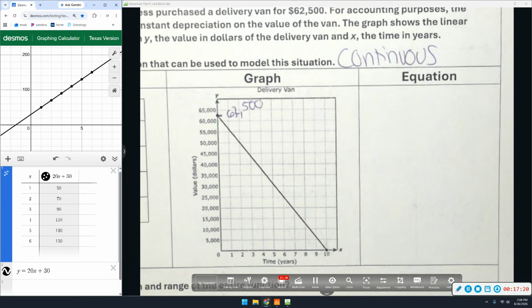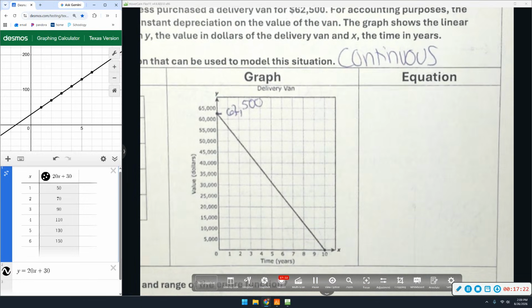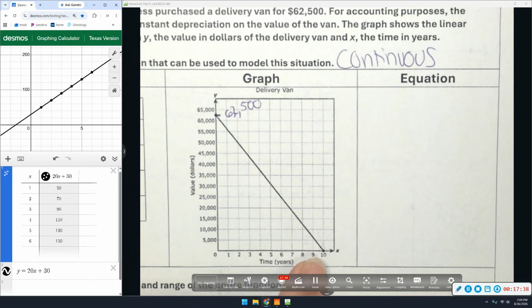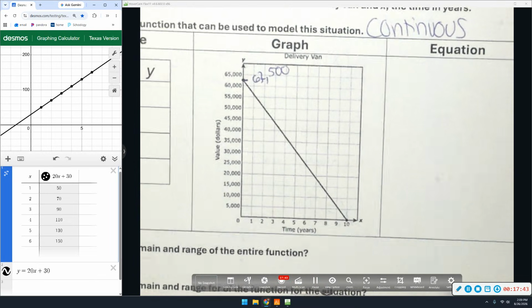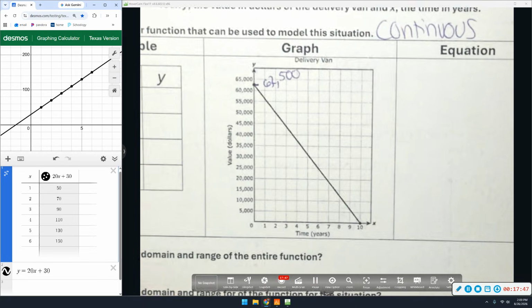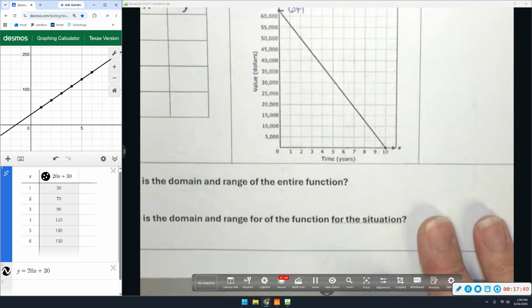Okay, and then what I want you to realize is happening is when you buy a vehicle and you drive out of the parking lot, your car depreciates, right? Okay, it loses value every time you drive more, every time you use it more, you put more time on it, you're losing value in your car, right? So this is a graph depicting how long it took them to lose their value. Cool? Okay, so what that means is it's continuous because you're continuously losing value.